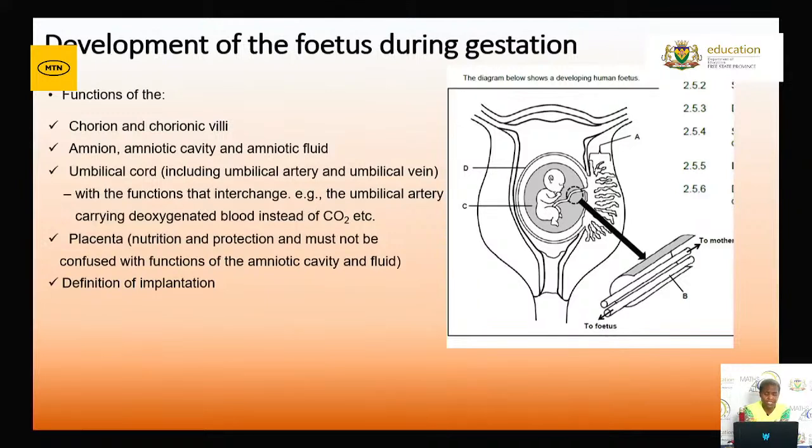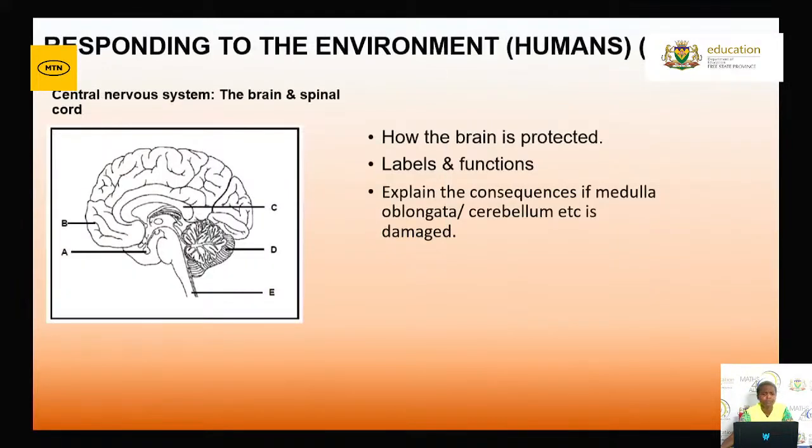And then for nutrition and the protection of the placenta, you must not confuse, please, this with the functions of the amniotic cavity and amniotic fluid. And then again, another thing which is very important, guys, is the definition of what? Of implantation. And then responding to the environment, human nervous system, it will be 54 marks. And then, guys, we are expecting you to get at least above 40, 45 out of these 54 marks.